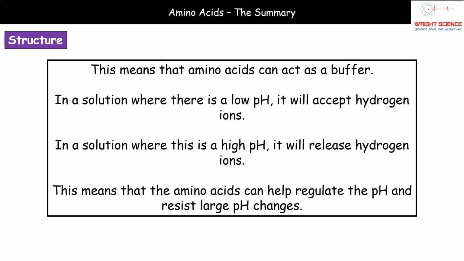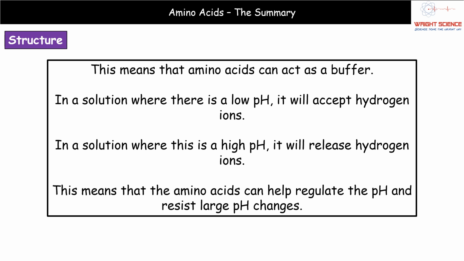So if we've got our amino acids present in a solution with a low pH, and remember if it's a low pH that means it's acidic, so there's going to be a greater concentration of hydrogen ions, then the amino acid is going to accept those hydrogen ions onto the amino group to form the NH3. That means we've removed the hydrogen ions from that solution and therefore raised the pH.